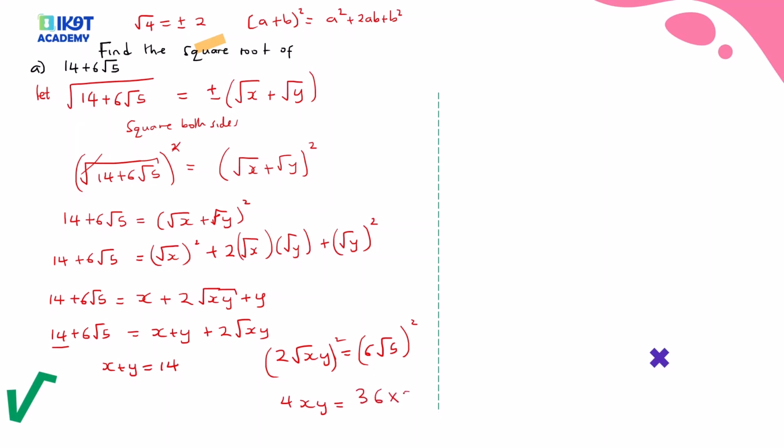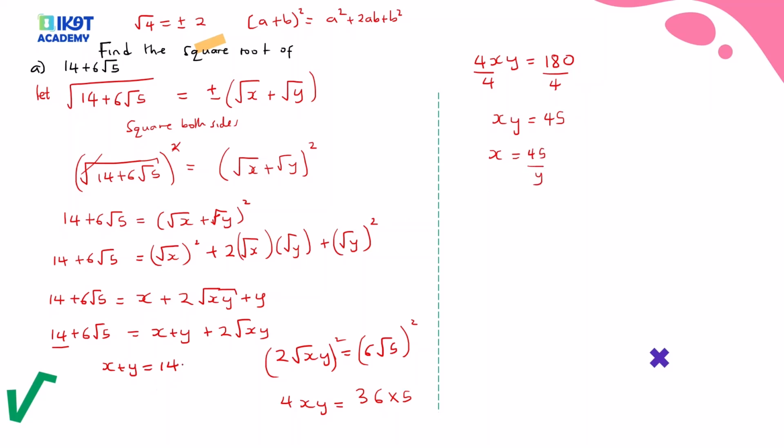36 times 5. So here we end up having 4xy equals, let me get a calculator, 36 times 5. So this is 180. So we can divide through by 4. 180 divided by 4, we get xy equals 45. So we can make x the subject. So x equals 45 over y.